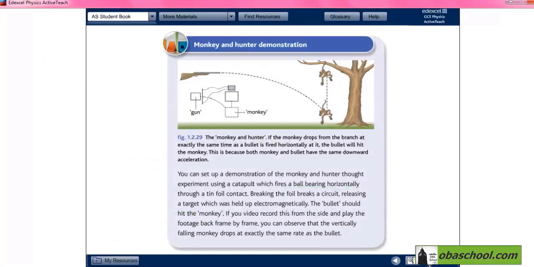Another example is monkey and hunter. The monkey is here moving vertically downward, while the bullet from the gun is moving horizontally like this. If the monkey drops from the branch at exactly the same time as the bullet is fired horizontally at it, the bullet will hit the monkey. The time for both of them to reach here is the same. This is because both monkey and bullet have the same downward acceleration.